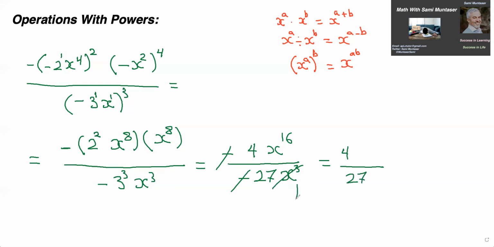x cubed goes into itself once and goes into x to the 16, x to the 13 times. Basically, I divided x cubed by x cubed, I got 1. I divided x to the 16 by x cubed, then you get x to the 13th. Always divide by the variable with the lowest exponent to reduce. And that's what I got, and that's your final answer.